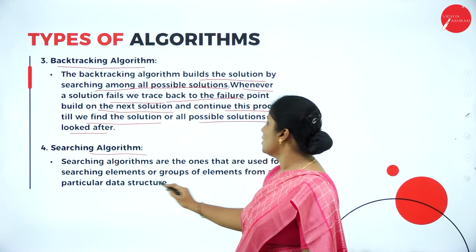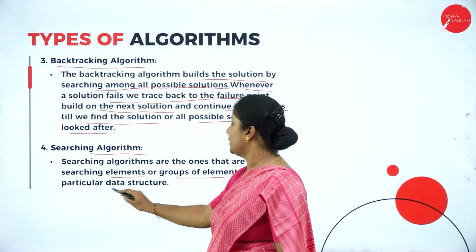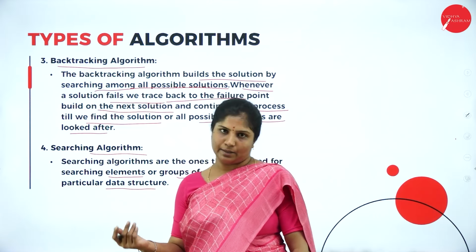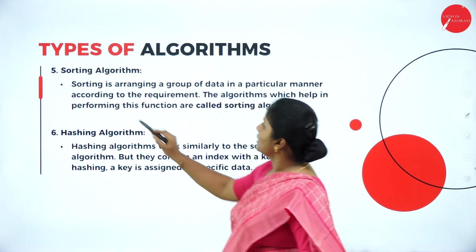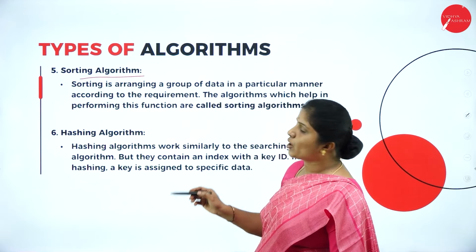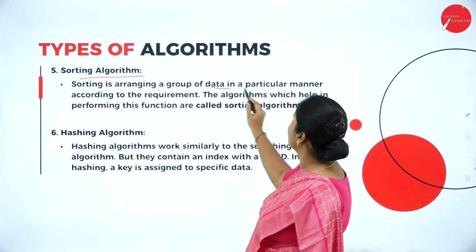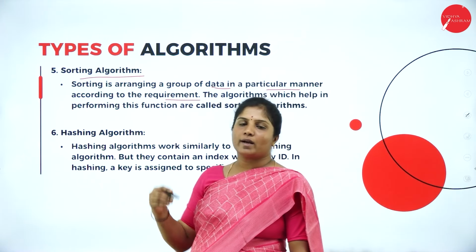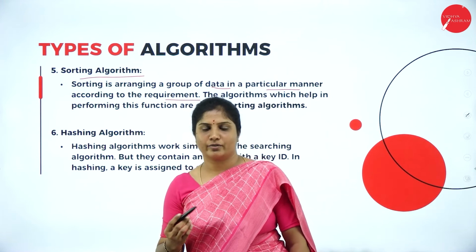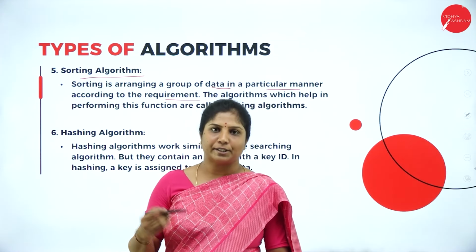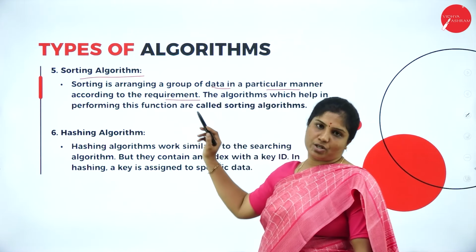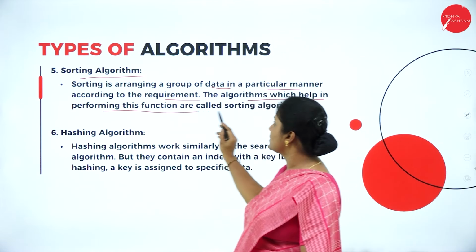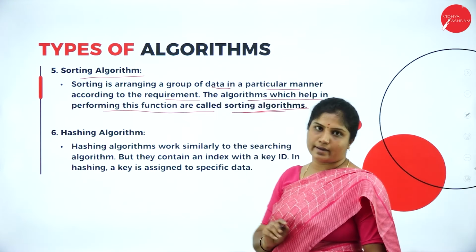Searching algorithm. These are used for searching an element or a group of elements from a particular data structure. It will search for the key element in an array. Next, we will move on to the sorting algorithm. Sorting means arranging data in a particular manner according to the requirements, whether we require increasing order or decreasing order, or alphabetical, like A to Z or Z to A. It will arrange according to the requirement. The algorithms which help in performing this function are called sorting algorithms.